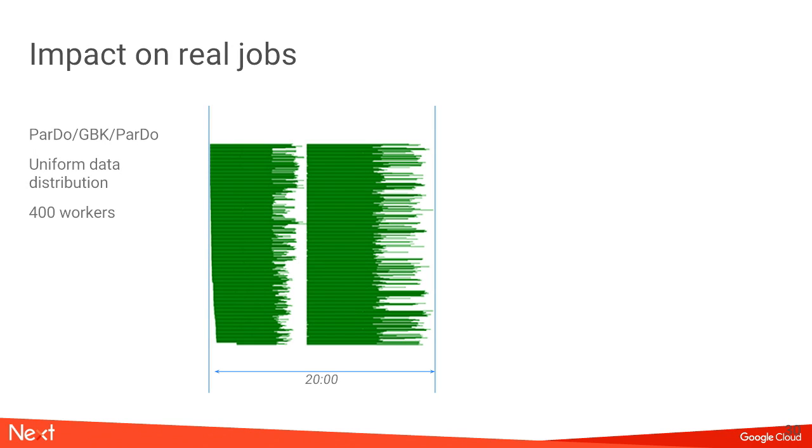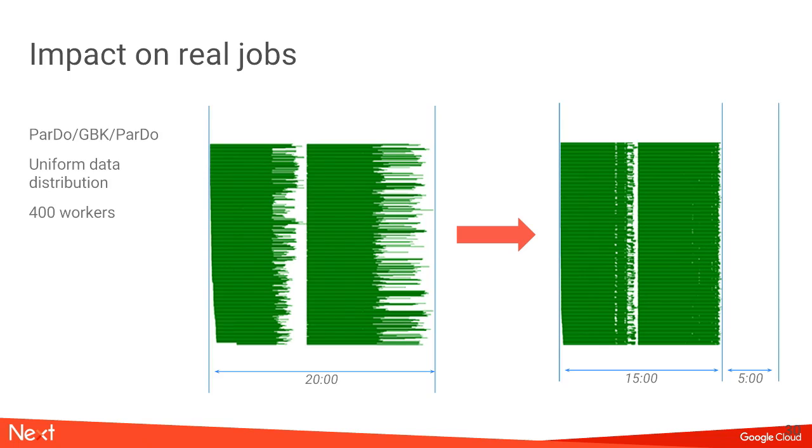So what's the impact on a real job? This is, again, the same application we saw, with 400 workers spending a lot of time waiting on others. And this is how this application looked once we enabled dynamic work rebalancing. So we save 5 minutes out of 20, so a quarter. But this is 5 minutes across 400 workers, like 33 hours of CPU time. So it's not a small saving, right?